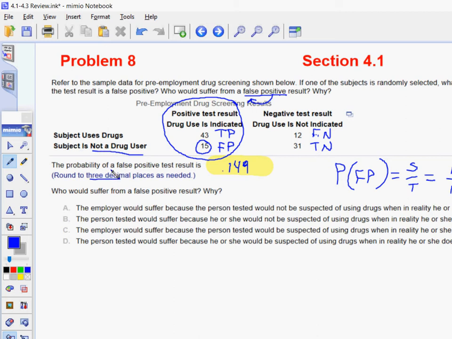All right, who would suffer? Just use your best judgment here. I'd say that the person tested would suffer because he or she would be suspected of using drugs when in reality he or she does not use drugs. You could make an argument that certainly the employer does not want to be accusing people wrongly of using drugs when in fact they didn't, but I think this is the best answer.